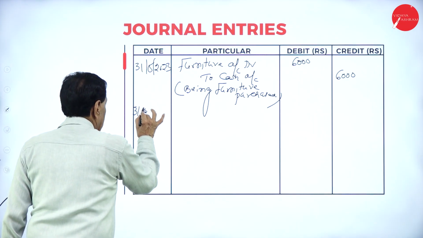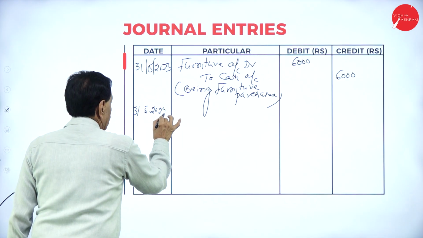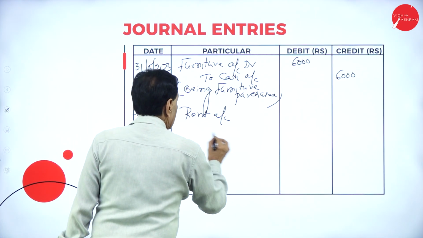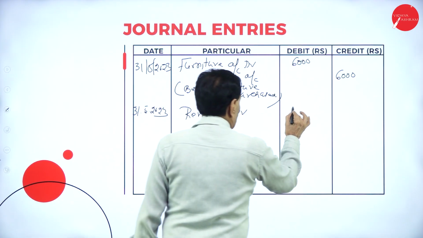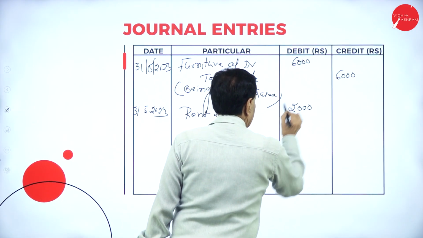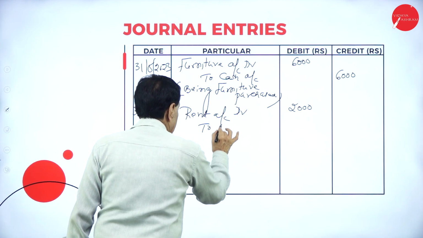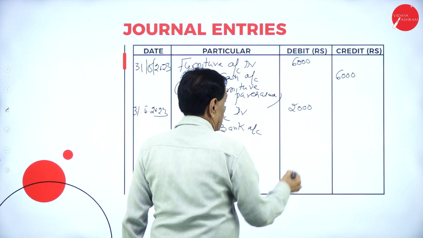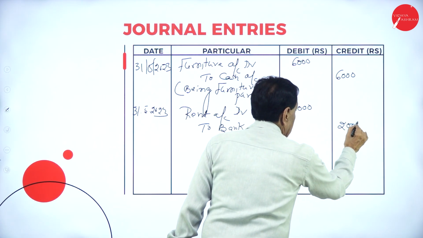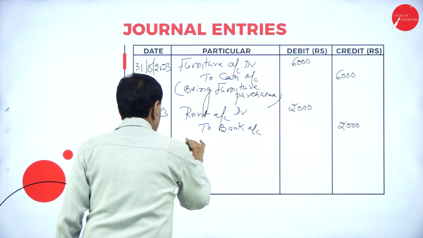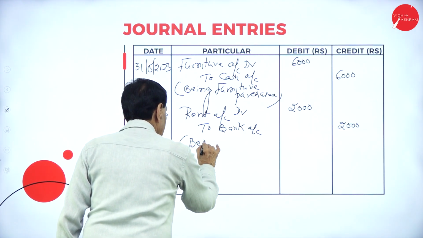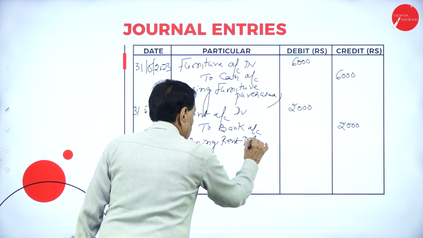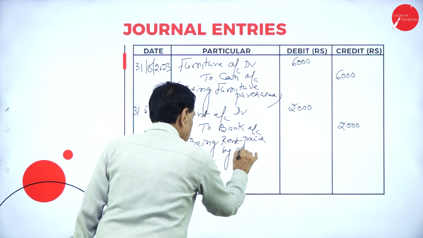31/5. Rent account debit, 2,000, to bank account, 2,000, being rent paid by check.